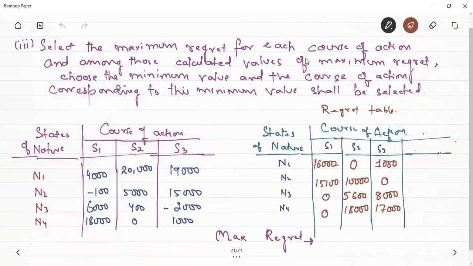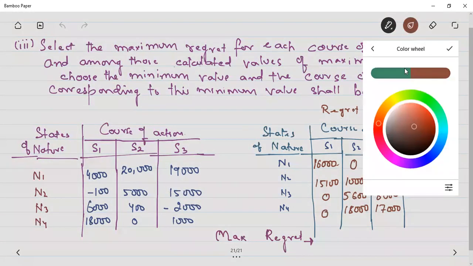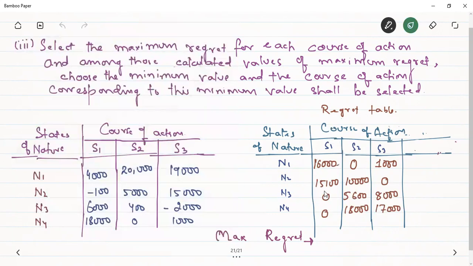Now we have to look at the column of each course of action, and for each course of action we have to select the maximum regret. See here, in the course of action S1, the maximum regret is equal to 16,000. In the second course of action, S2, the maximum regret is equal to 18,000, and in the third case it is equal to 17,000.